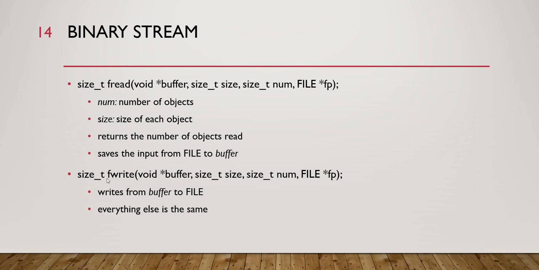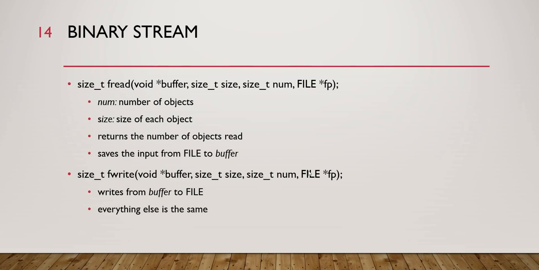Okay, so the other function is fwrite, which also works like fread because it has a file pointer and it has a num, which means the number of objects that you have to write, then the size_t, which is the size of each of those objects, and then this is the buffer. So you are going to write from this buffer to the file.